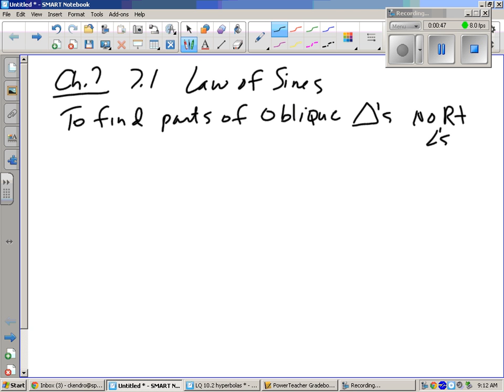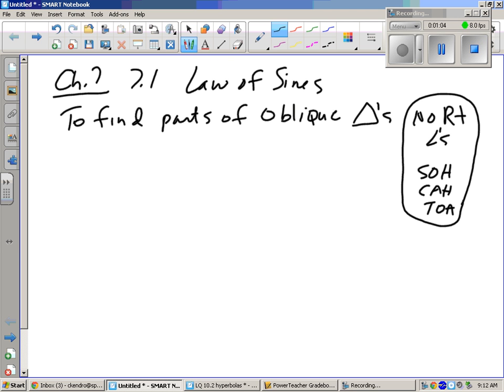So oblique triangles, or I'm sorry, right triangles are, you've learned SOHCAHTOA. That's to solve right triangles. But oblique doesn't work with those SOHCAHTOA because they don't have a right angle. So somebody came up with a way to solve them, to find their different sides and angles without SOHCAHTOA.